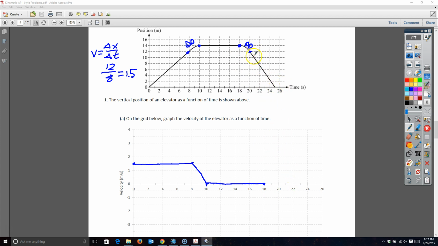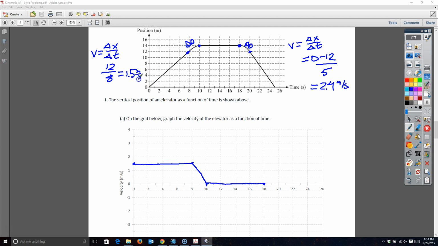From 20 to 25, we need to find the slope from 20 to 25 seconds. So remember we said v is equal to the change in position over the change in time. Our change in position will be 0 minus 12, and that is all divided by 25 minus 20, which is 5. Let's get out the calculator and actually see. We know it's going to be 2 point something, so we take 12 divided by 5, and we get about 2.4 meters per second.